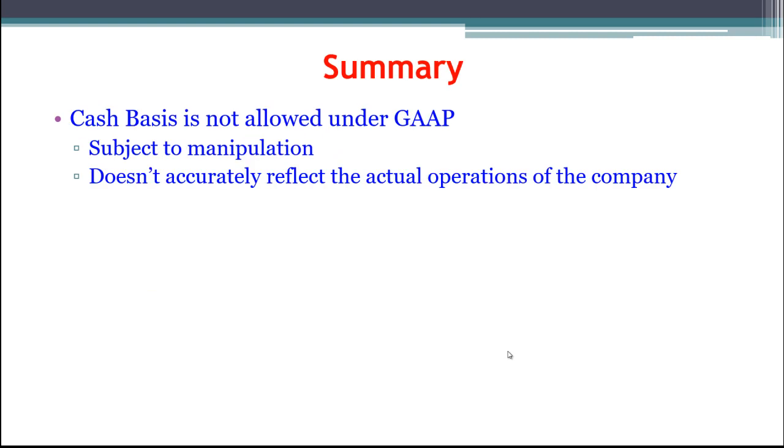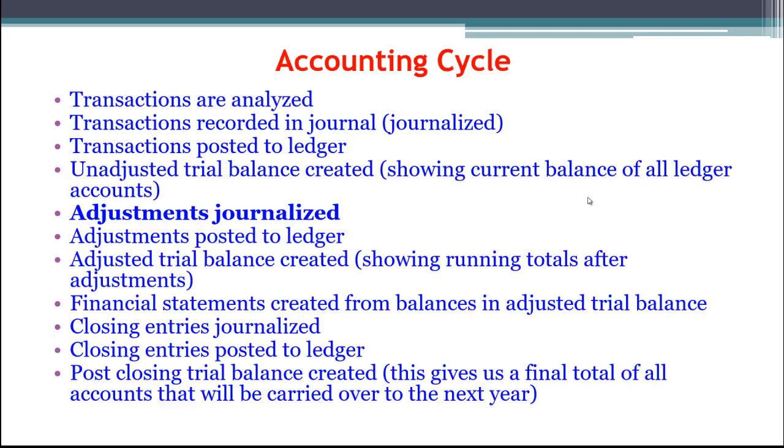We talked about how the cash basis is not actually allowed under GAAP. The reason is it's subject to manipulation, and it also just doesn't really reflect the true operations of the company. We're more concerned about when we did what we needed to do to earn something and when we used up a benefit that we need to call an expense.